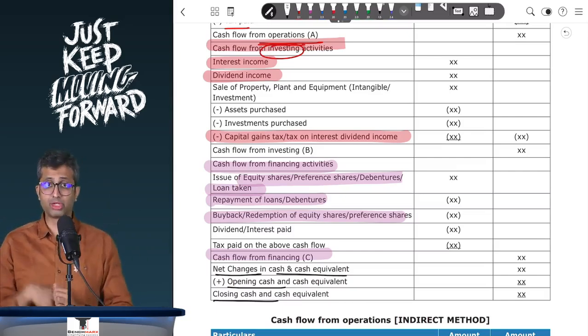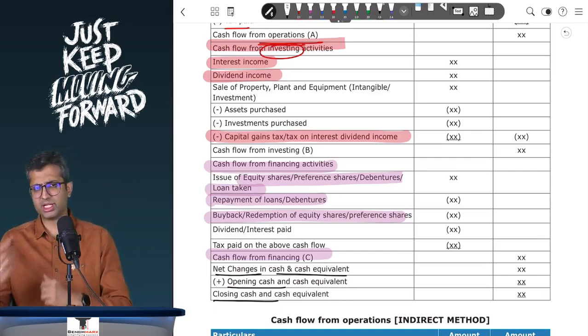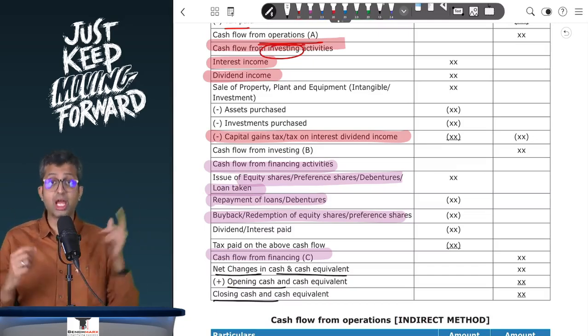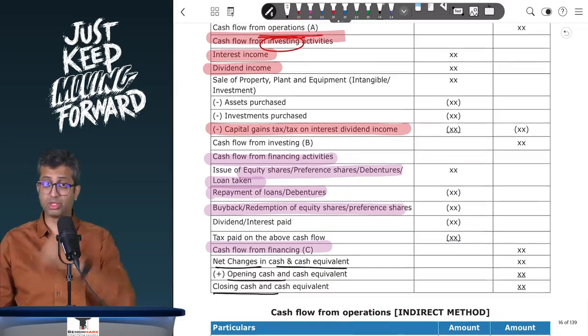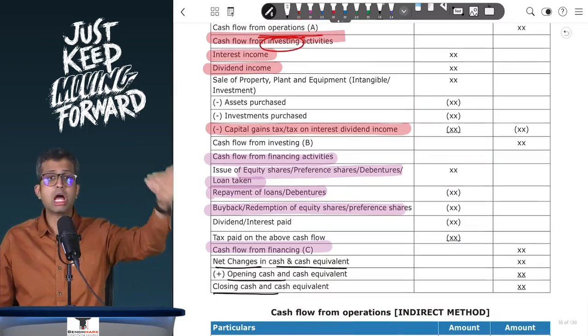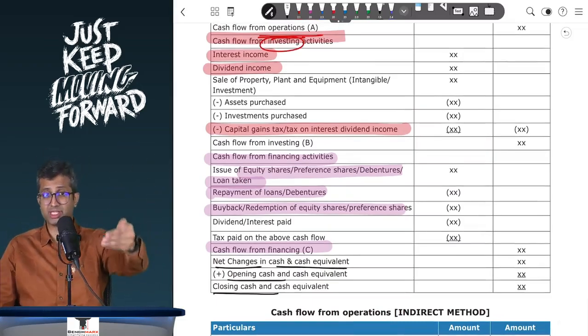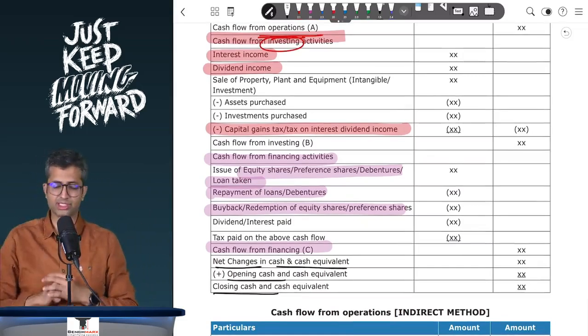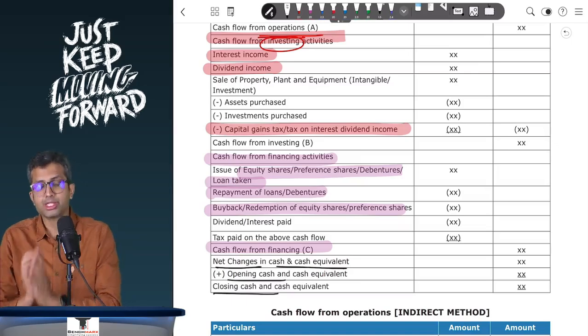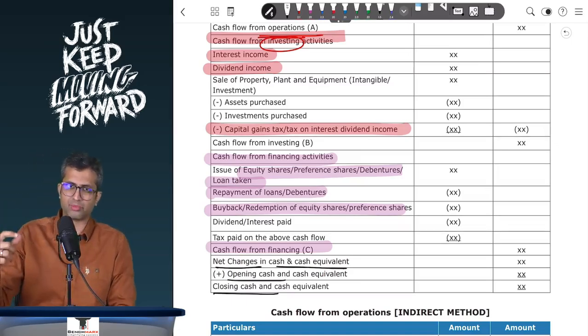Within cash flow from operations, you will start with net profit. If it is directly given, you take that. If not, then you take the P&L balances in the balance sheet. For example, you will have an opening P&L balance of 100, closing P&L balance of 180. We may say that 80 rupees is the profit or retention during the year, and hence unless given otherwise, that may be the profit. So over here, you will start with a net profit.